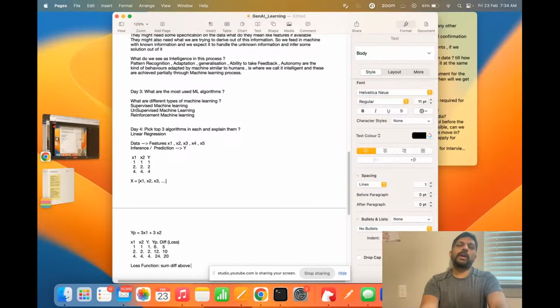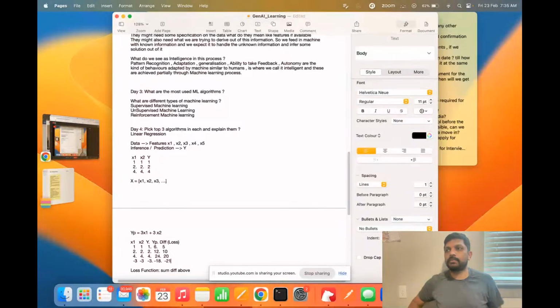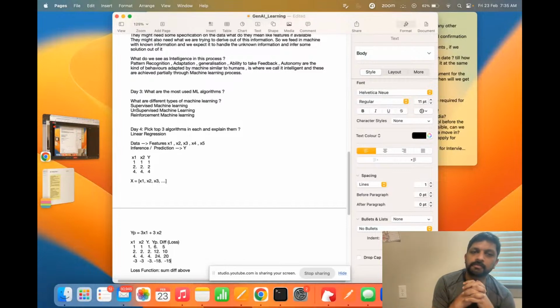But what would happen if the points are negative, right? Minus 3, minus 3, and let's say minus 3. Then what happens? Your yp is minus 18. And if you see, minus 18 minus 3 will become minus 21. This looks like the difference between minus 3 and minus 18 is minus 21, but actually it is not, right? Okay, my bad. Minus 18 minus minus 3 is minus 15. So minus 15 is actually the loss.